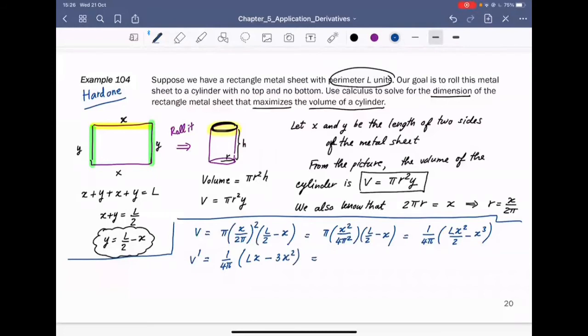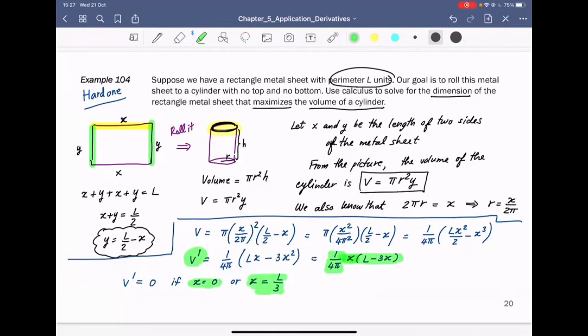If I simplify a little bit, I pull out x. So this is 1 over 4 pi times x times L minus 3x. This is my first derivative. V prime equals 0 if x equals 0 or x equals L over 3, right? Because you have V prime equal to 1 over 4 pi times x times L minus 3x. So in order to get 0 here, it must be the case that x equals 0 or L minus 3x equals 0, which means x equals L over 3.